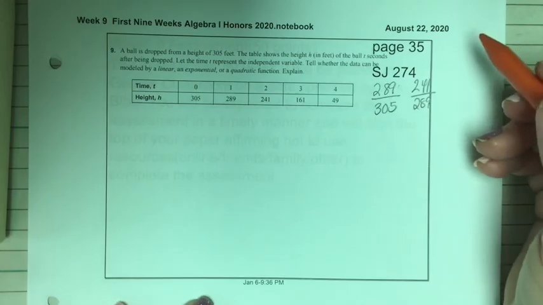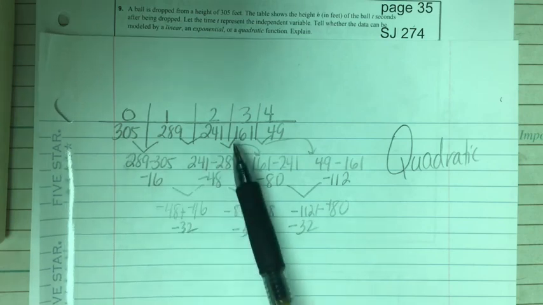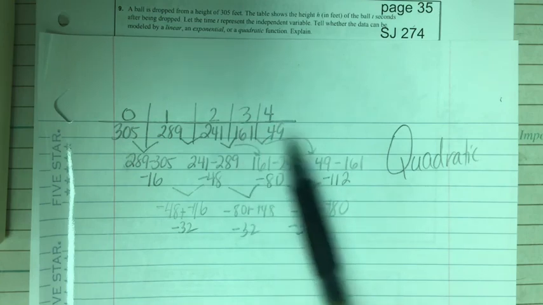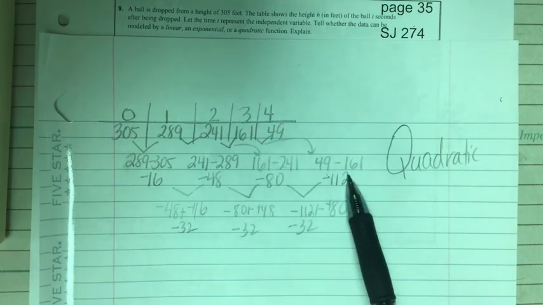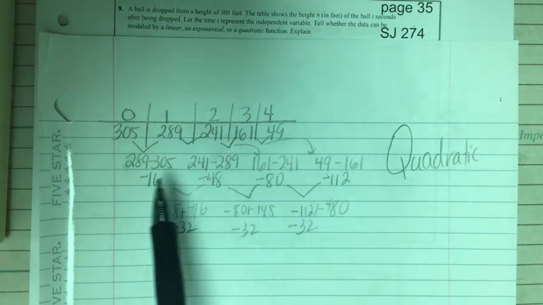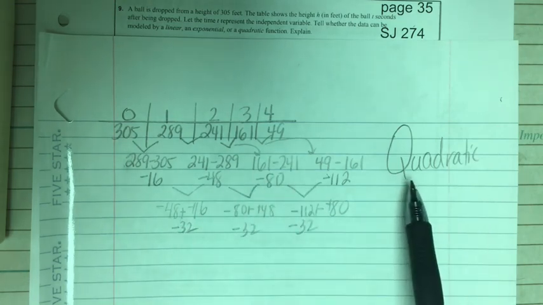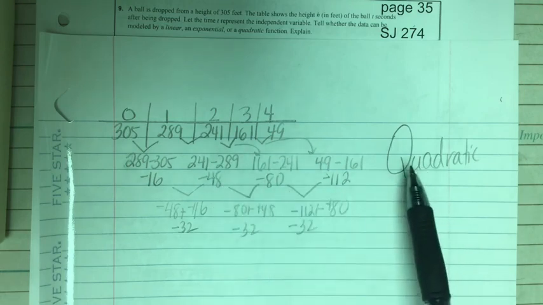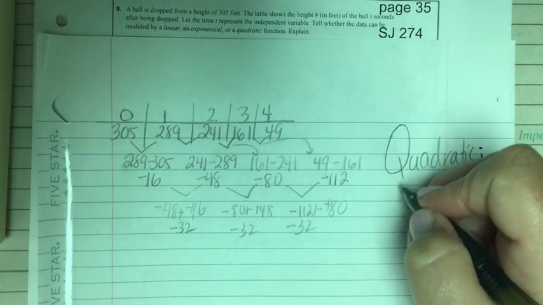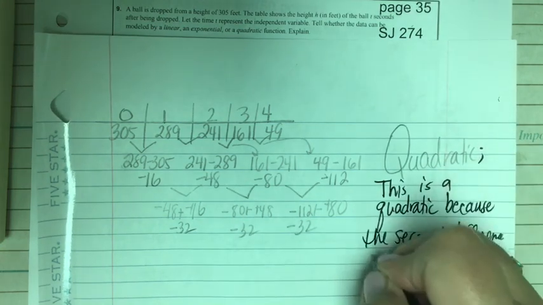So it's not exponential. And as you can see, I did 289 minus 305, 241 minus 289, 161 minus 241, 49 minus 161. This was not a constant rate of change. So then the next thing that I did was I did the second differences, negative 48 minus negative 16, so on and so forth, and I did get a constant number. So this one, number 9, is a quadratic. And how would you explain? You would explain by saying this is a quadratic because the second differences are a constant rate of change.